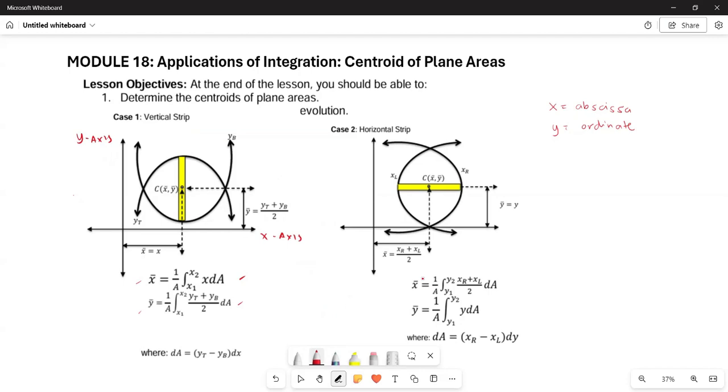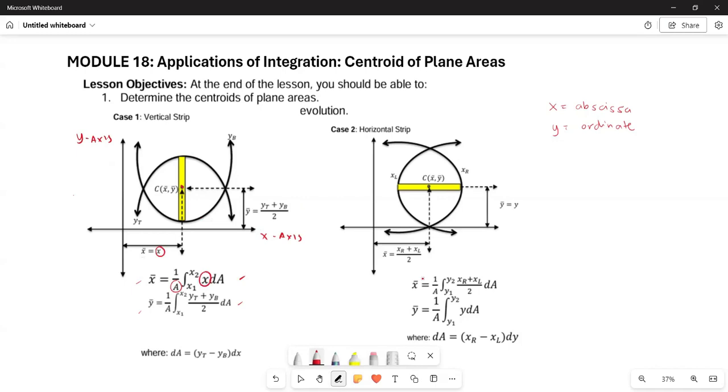For x bar, we have 1 over A integral of x dA from x sub 1 to x sub 2. So itong x sub 1 and x sub 2 is the limit. So later mapakita natin paano natin sinasolve yan. And at the same time, we have here A. A is the area of our plane area. So babalik lang tayo sa ating previous modules sa pag-compute ng area. So as you can see, the distance ng centroid ng strip, so ito yung bilog, papunta sa ating y-axis is x. X lang siya, so ito siya.